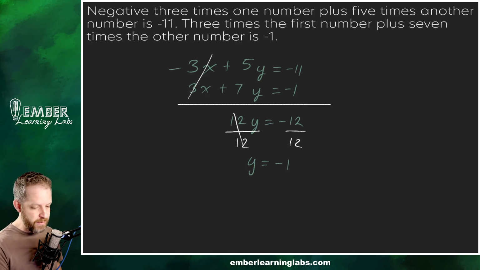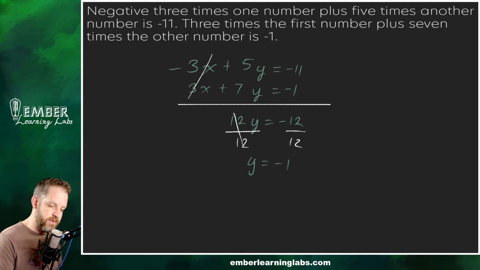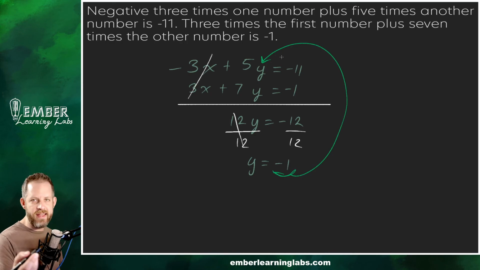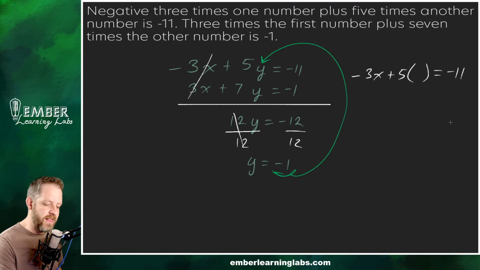Now we're going to substitute. Easy peasy lemon squeezy. We're going to substitute this negative 1 in for y. I'll plug it into the first one. You can plug it into either one, and you'll get the same thing. So we end up with negative 3x plus 5 times parentheses equals negative 11. We're going to plug in that negative 1 in for y. Negative 3x, we're going to bring down. 5 times negative 1 is negative 5 equals negative 11.